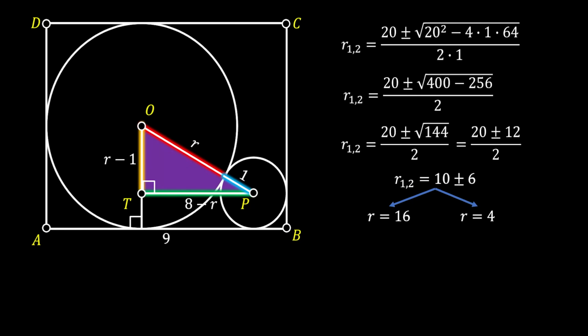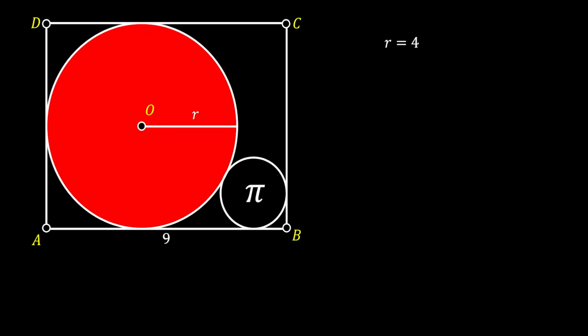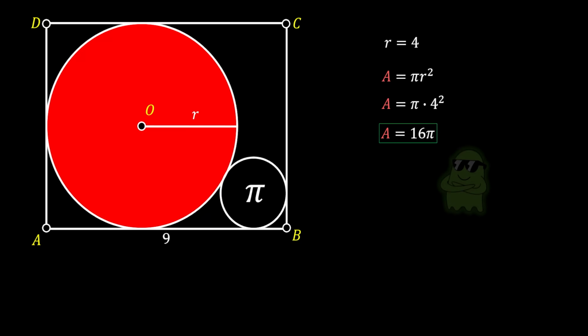4. But let's take a look at our sketch once again, and specifically at the line TP. You can see that this line equals 8 minus r. So, if r has the value of 16, this would mean that this line will have a negative length, and that is geometrically impossible. So this means that the only possible solution for the radius is that r is equal to 4. Alright, so now it's pretty easy to find the area of our wanted red circle. The area will be equal to pi r squared, and if we substitute the value of r, we will get that the area of our red circle is equal to 16 pi squared units, and this is our solution.